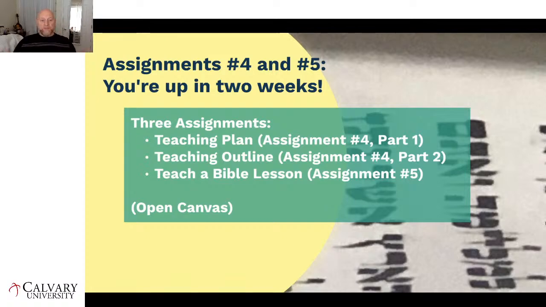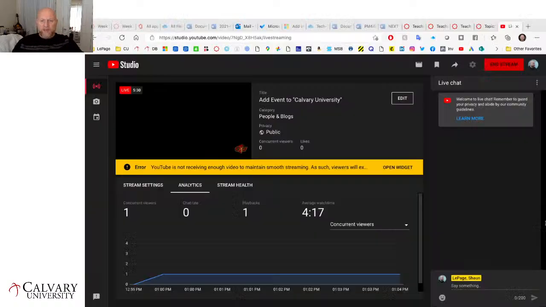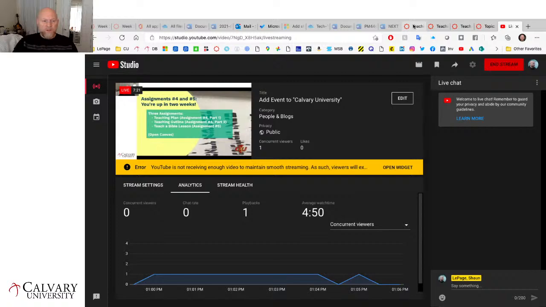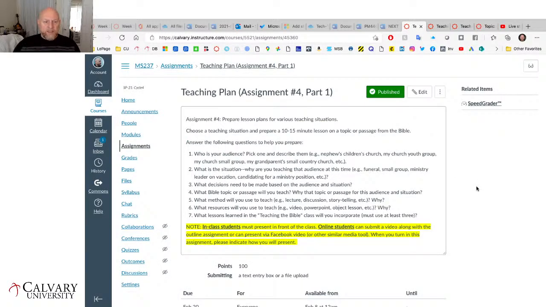Let's start here with just being clear about these two assignments, numbers 4 and 5. Number 4 is broken up into two parts. The first part is a teaching plan. The second part is the teaching outline. And then in 2 weeks, assignment number 5 is to actually teach a Bible lesson. So I'm going to open Canvas here, and we're going to go to the teaching plan assignment, assignment number 4, part 1. Let me walk you through this, and hopefully it answers whatever questions you may have.